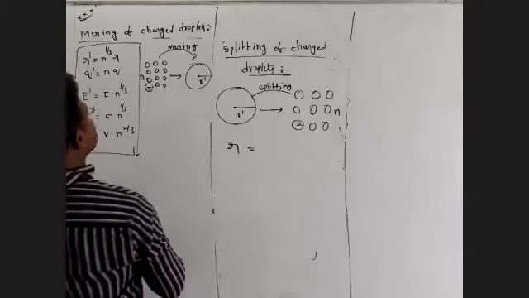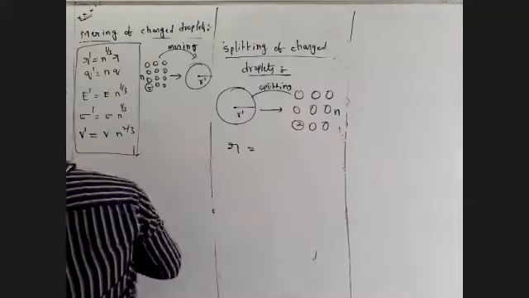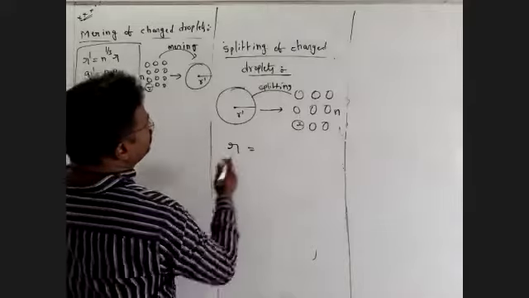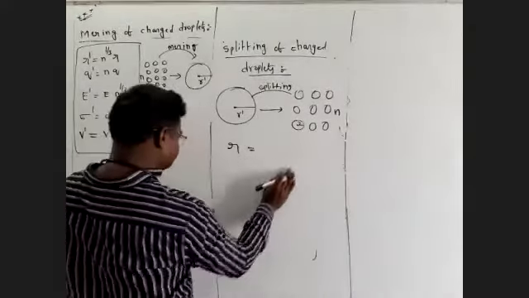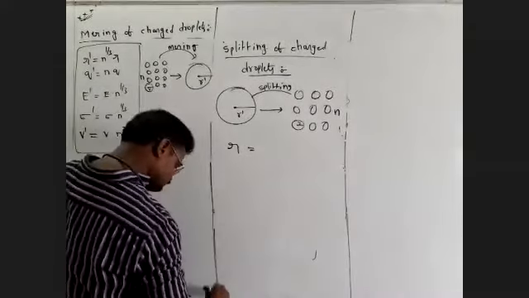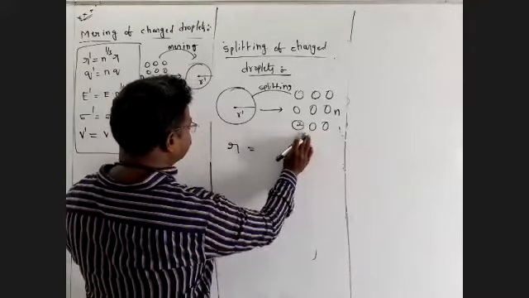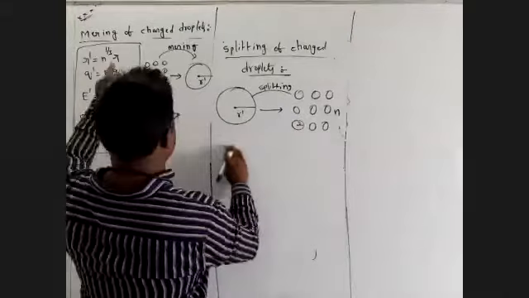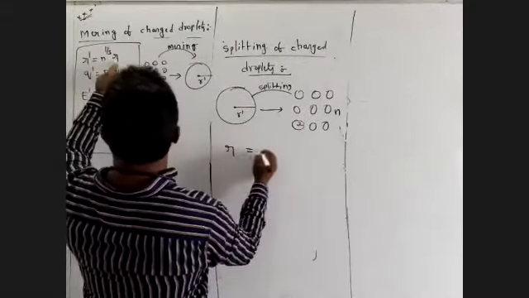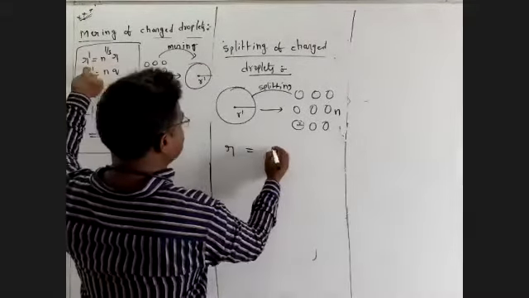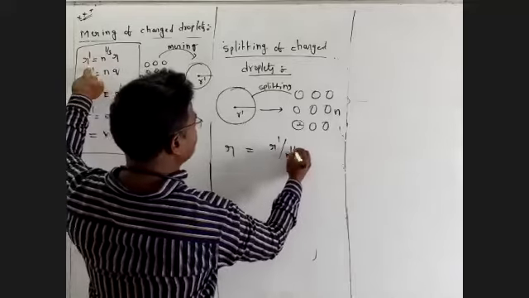R dash is equal to... This is R dash. This is R. R dash is equal to. Now I'm writing, this is R is equal to R dash by n power of 1 by 3.